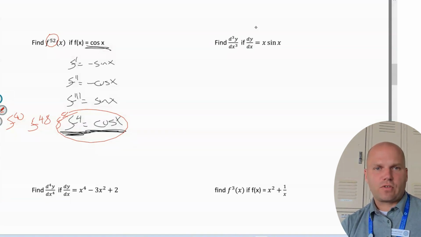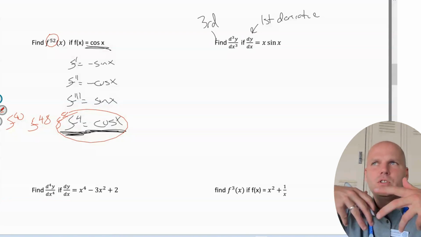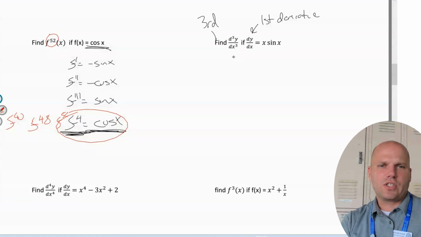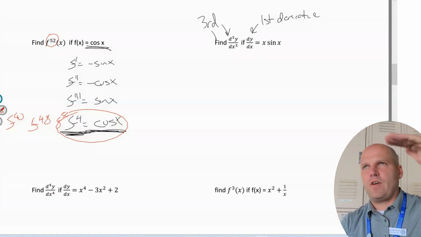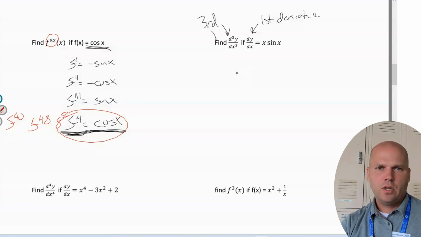If I give you the first derivative, you have to recognize this is the first derivative, this is the slope equation, and I ask you for the third. You only have to find the slopes 2 more times. This is the third derivative, but you're not given y. So it's not like find the slopes of the slopes of the slopes. You're already given the slopes. You just have to do it 2 more times.